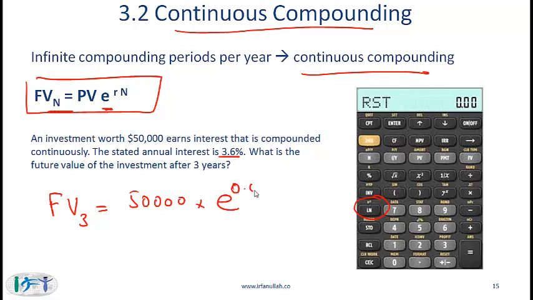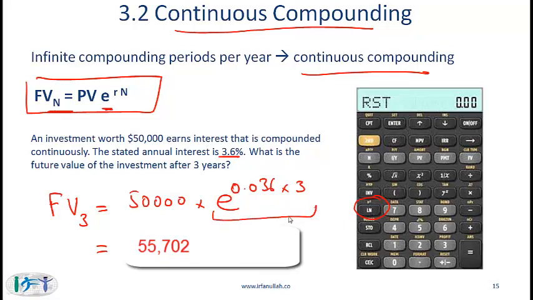So 0.036 multiplied by the number of years, which is 3. So the way you do this on your calculator is as follows. First thing, just multiply 0.036 into 3, then hit the second button and e to the power of x. That will give you an expression for this, and then multiply by 50,000. When you do the calculation, here is what you should get.